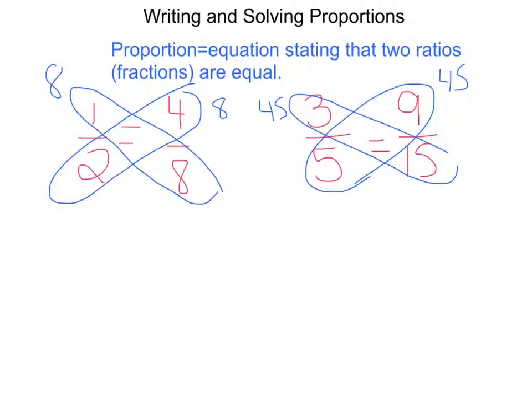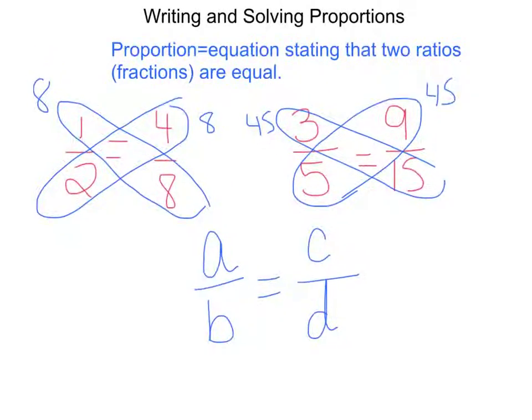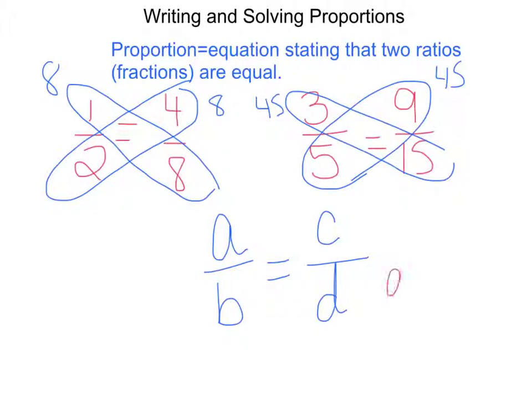We can generalize this rule by saying that for any proportion, A over B equals C over D, then it's also true that A times D is equal to B times C. So A times D is equal to B times C, or the product of the diagonals is equal to each other.